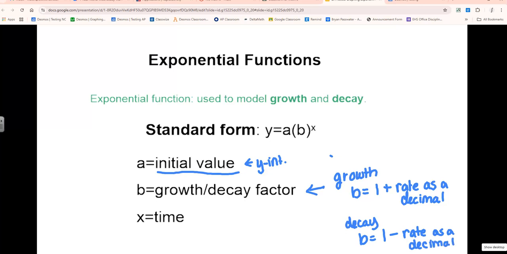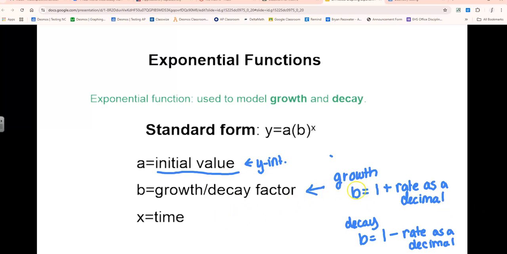So, like, you go buy a car. As soon as you drive that car off the lot, what happens to the value of that car? Down, right? So you're losing a certain percentage of that. So you would do 1 minus. If your car is losing like 15% per year, it'd be 1 minus 0.15, right?